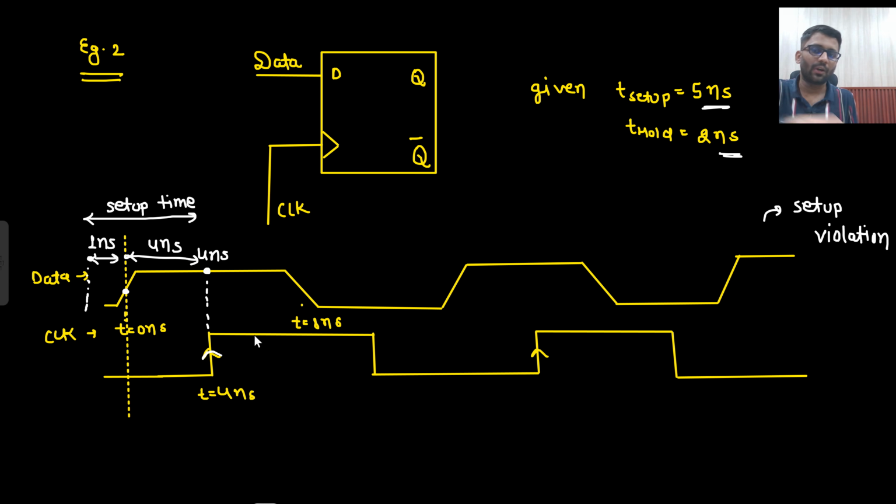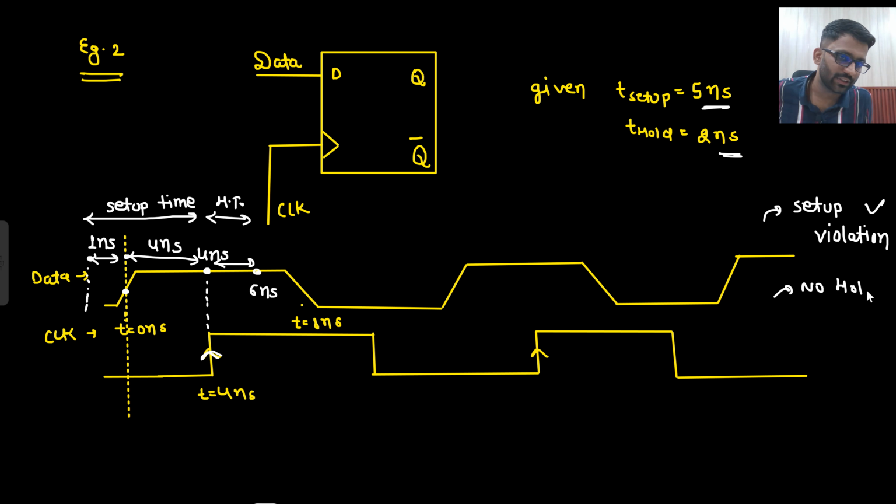And what about hold violation? Is there hold violation? No, hold violation is not there. Because the clock edge will look ahead for 2 nanosecond. 2 nanosecond ahead means 4 plus 2, 6 nanosecond. So till 6 nanosecond, what will it see? This is the hold time. Till 6 nanosecond, yes, data is constant. So no hold violation. Setup violation is there.